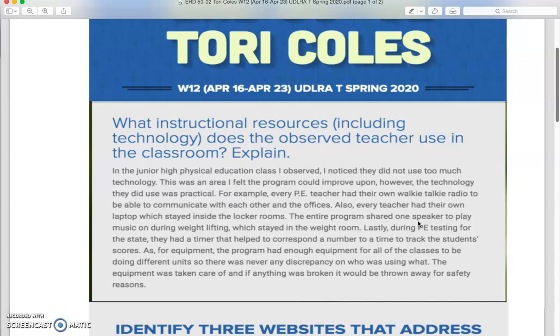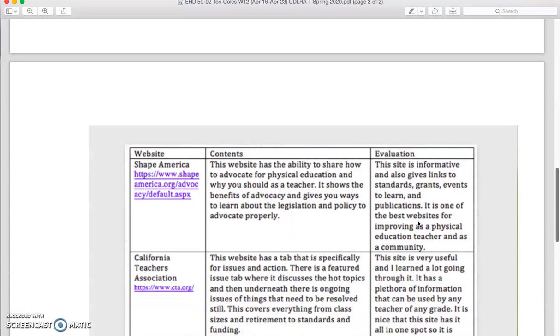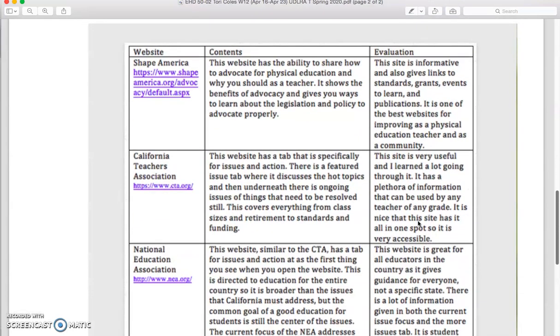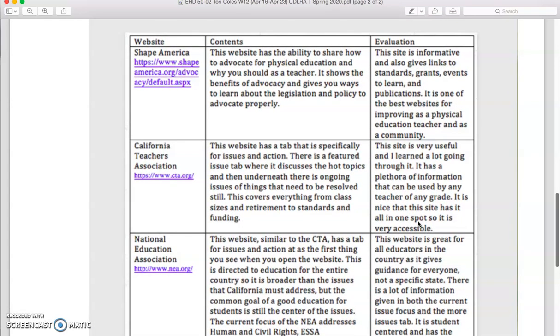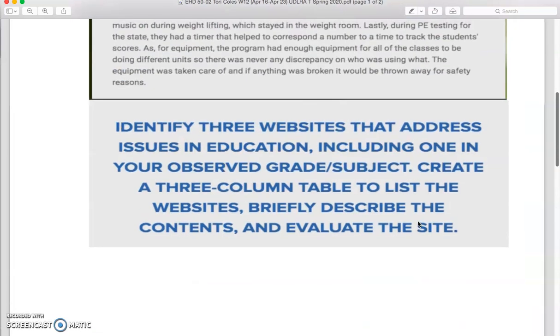and there was a timer that spit out numbers to keep track of all of the students' times during the California state testing for PE and the mile run. That was super interesting to me, and then I was able to research in this assignment 3 websites that would give me more information on the grade and subject that I was looking at.